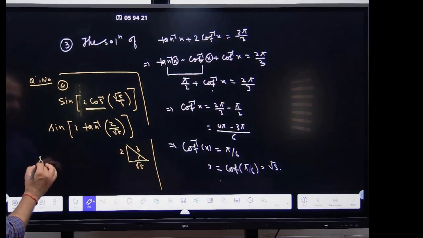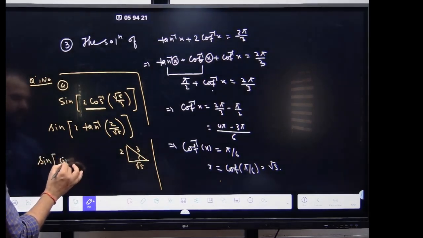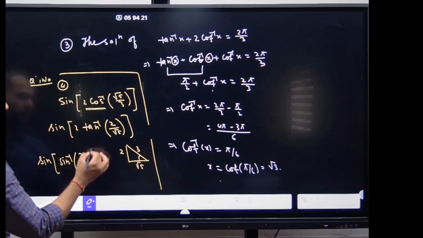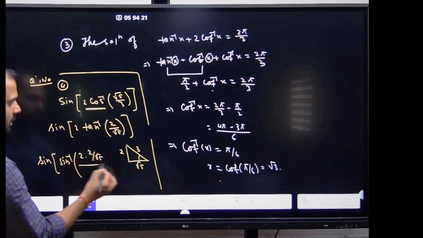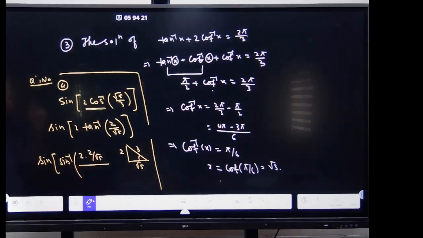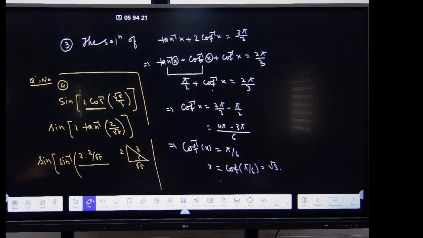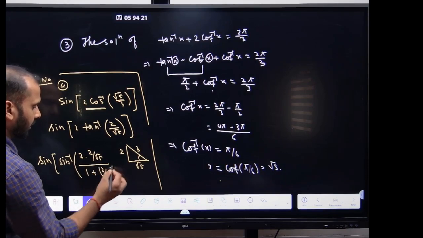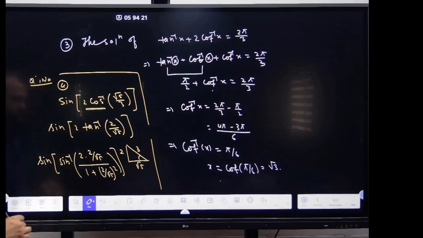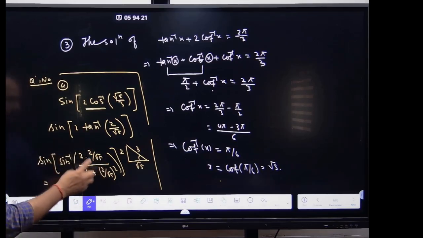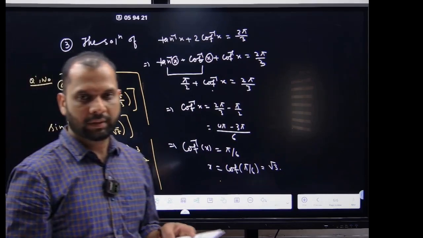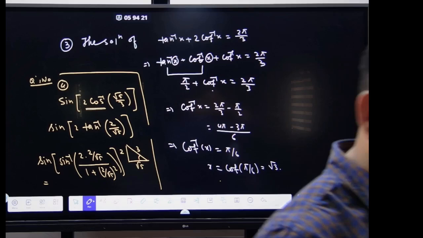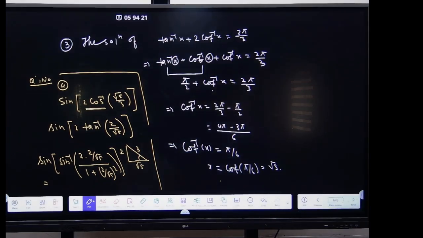Now outside is sine, inside I want to write in terms of sine inverse. How to write? 2 into 2 by root 5. Which formula am I using? 2 tan inverse in terms of sine inverse. The formula is 2x upon 1 plus x square. So 1 plus x square, x is 2 by root 5, the whole square. Understood? Now this 2 gets cancelled. So whatever inside is there, that is the answer. Solve it. I hope you are getting it. Same method you apply in question number 5. Do it. 4th one you complete first and then you solve the question number 5th one.